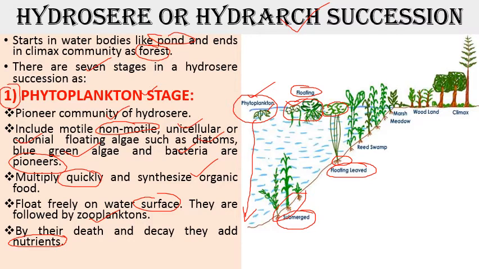Then these categories are followed by the next category, jisko kaha jata hai reed swamp stage. Isme aate hain kuch grasses, jo ki amphibious stage hai. This is the amphibious stage. Then this amphibious stage is followed by the marsh meadow stage. Isme aate hain members of family Cyperaceae and Poaceae, grasses aate hain isme. And after that, they are followed by the woodland stage and finally the climax stage. So these are the various stages which occur in hydrosere or hydroarch succession.